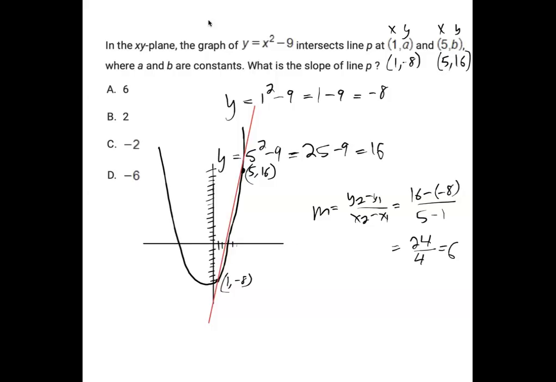Now, instead of using the slope formula, we could also have just said to ourselves, well, slope is rise over run as you go from left to right. So as we go from, let's call this point P to point Q, how much are we rising from -8 to 16? We were rising 24. And how much are we running? From 1 to 5, we're running 4. So in terms of rise over run, we could see that it was 24 over 4, and we'll get the same slope of 6. So the answer here, regardless of how you do it, is A.